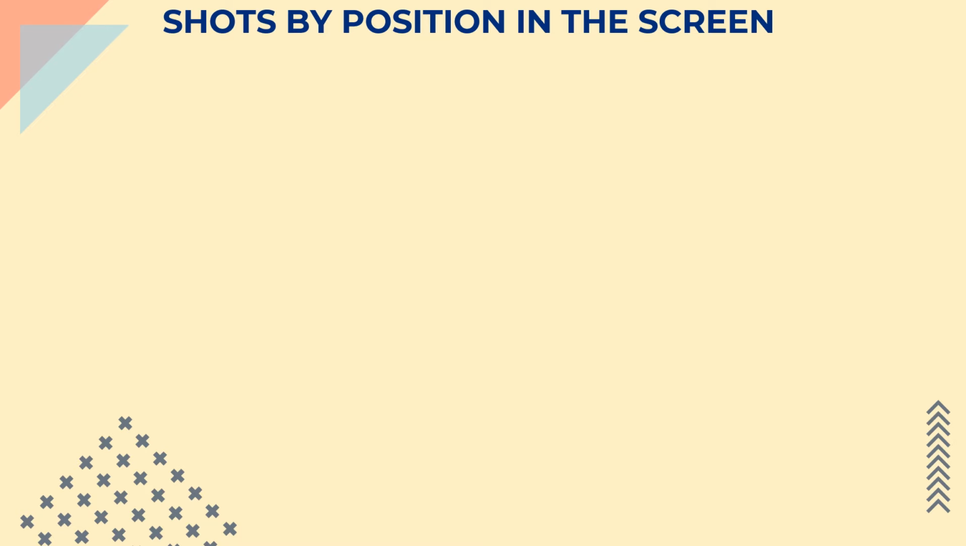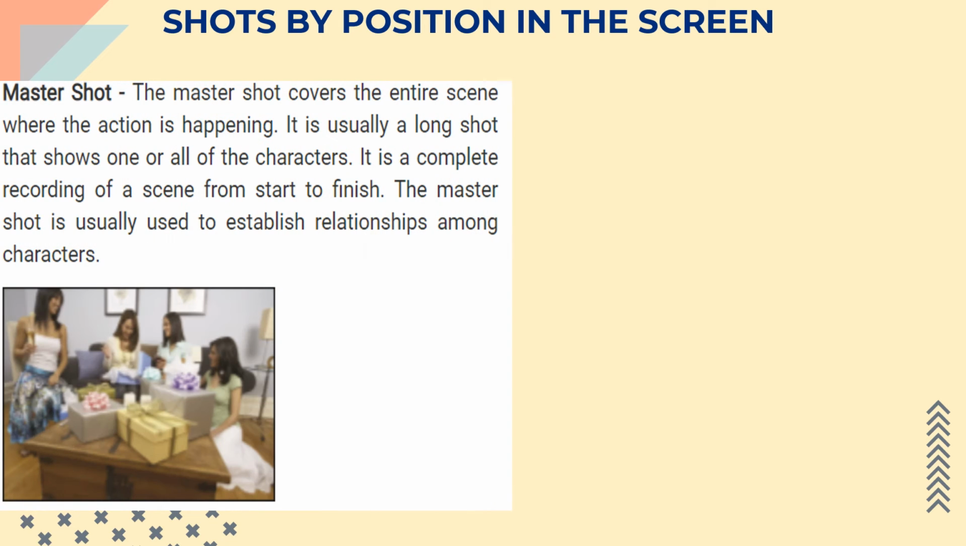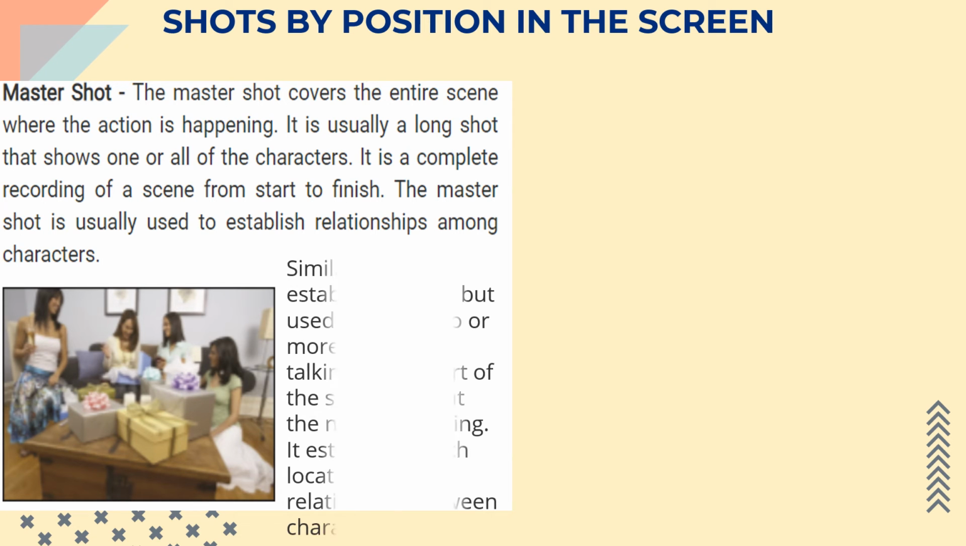The next category is shots by the position in the screen. The first one is the master shot. The master shot covers the entire scene where the action is happening. It is usually a long shot that shows one or all of the characters. It is a complete recording of a scene from start to finish. The master shot is usually used to establish relationships among characters.